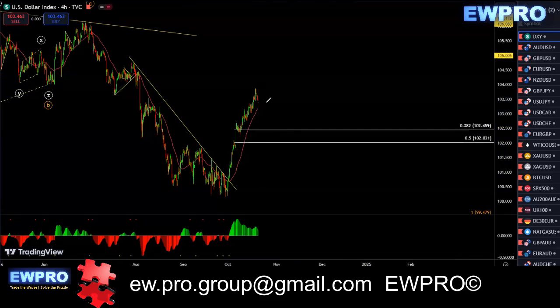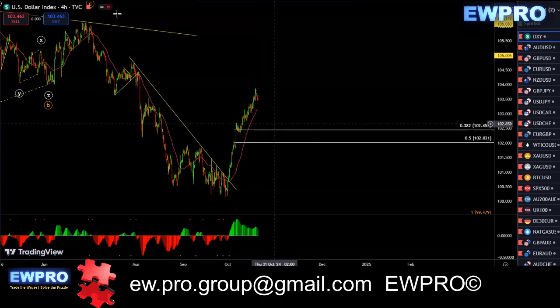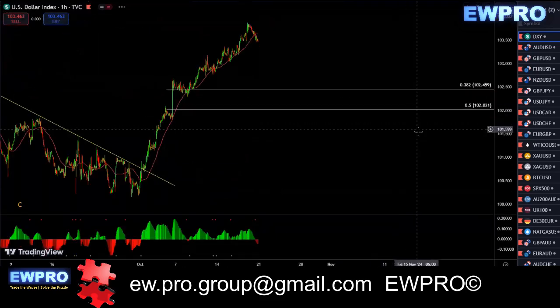So I'd be looking for a retracement in here and then looking for at least a C up. And more than likely, this can definitely turn motive and give us those 5 up. So just waiting for that retrace.